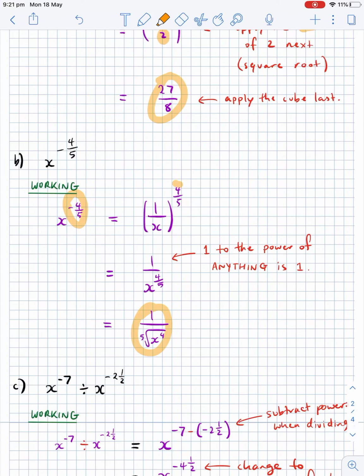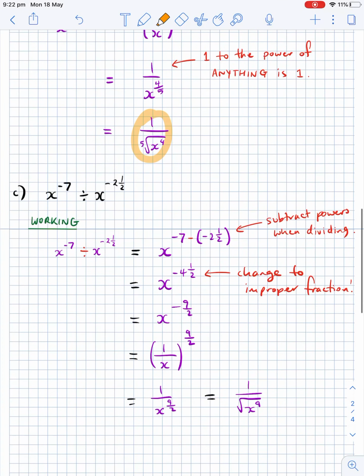And then we definitely want to change this fractional power to its root sign. So the 5 goes out the front, so it's the fifth root. And the numerator of 4 is powering the x. So we get 1 over the fifth root of x to the power of 4.